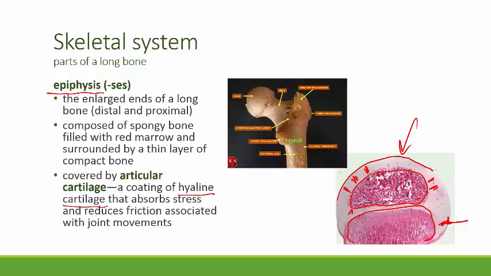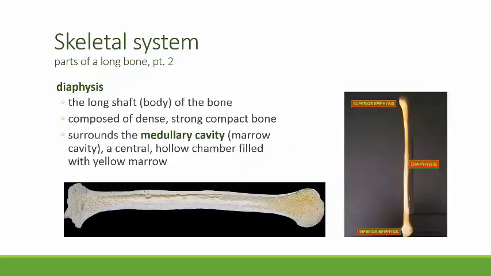Okay, so the epiphyses, those are the ends of the bone, and there's a proximal and distal epiphysis. It's filled with spongy bone, covered in compact bone, and then anywhere it's inside the joint capsule, it has this hyaline cartilage there to kind of smooth the movement of the joint. So in between the two epiphyses is the diaphysis. That's the shaft of the bone. And it is composed of this very dense, very strong, compact bone.